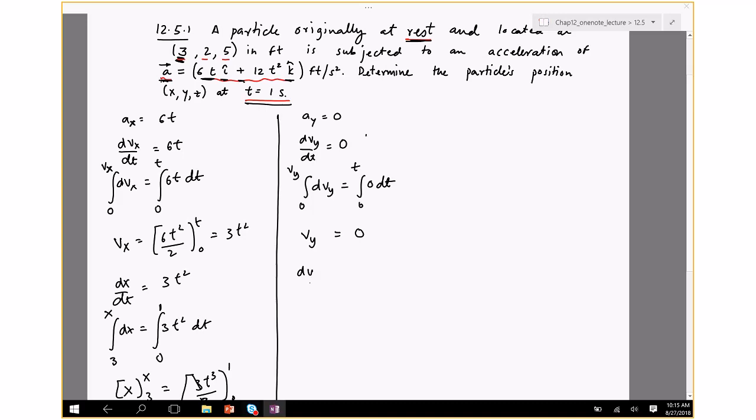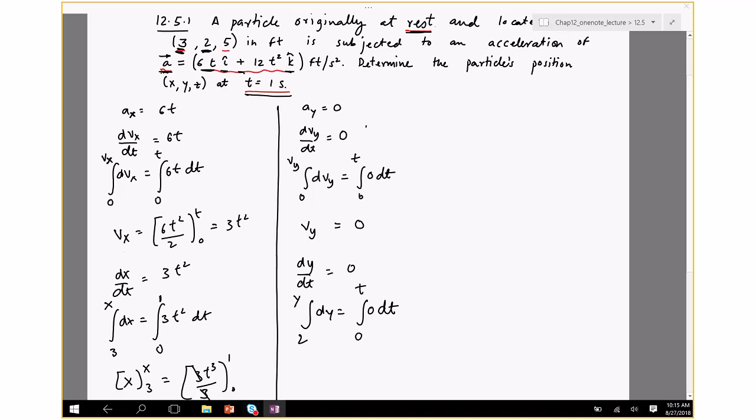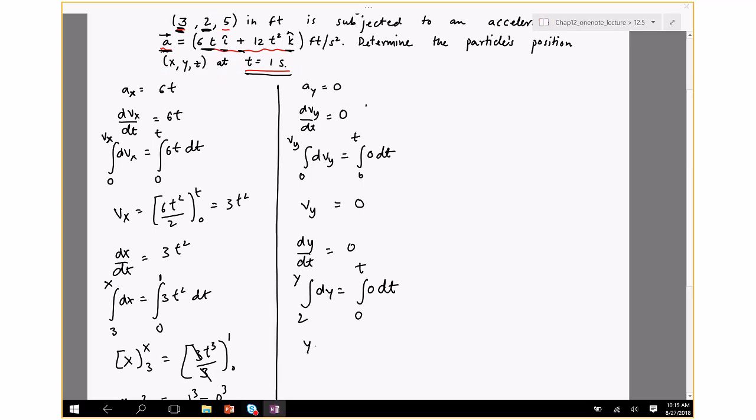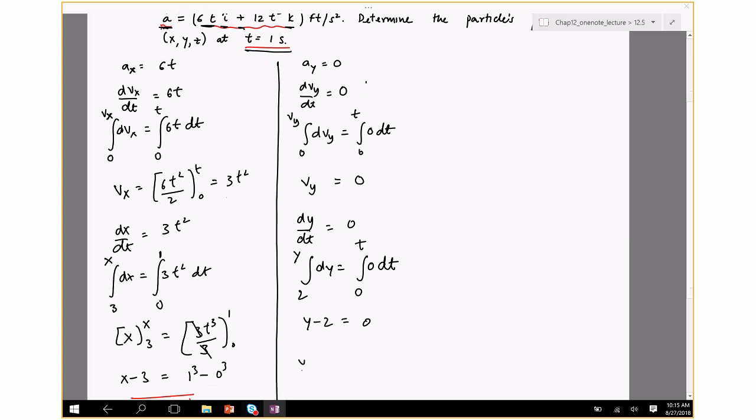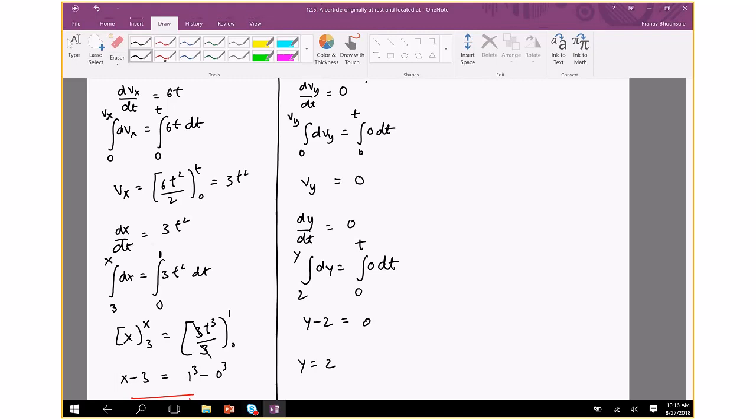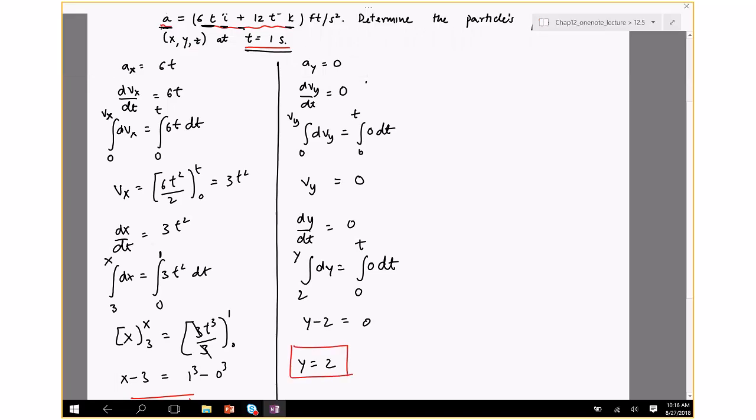So we can write dy/dt equals 0, and again you get dy equals integral 0 dt. The initial position is 2, because you're given here 2. The final position is unknown, that's y. Initial time is 0, final time is t. Left-hand side we get y minus 2. Right side, 0 dt is 0. So we get y equals 2, which is not surprising. If the particle is located at 2 feet and is subjected to 0 acceleration and 0 velocity, it's going nowhere. It's just going to be in the same place.